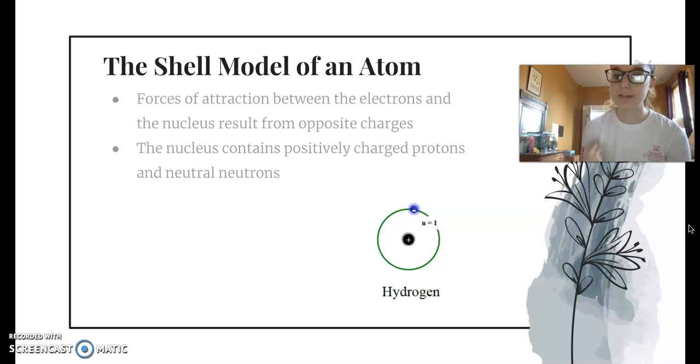So remember, the nucleus has positive protons and then neutral neutrons. So as a whole, the nucleus is positive. Electrons carry a negative charge, so that is why the electrons are attracted to the nucleus. They exert attraction forces on one another.